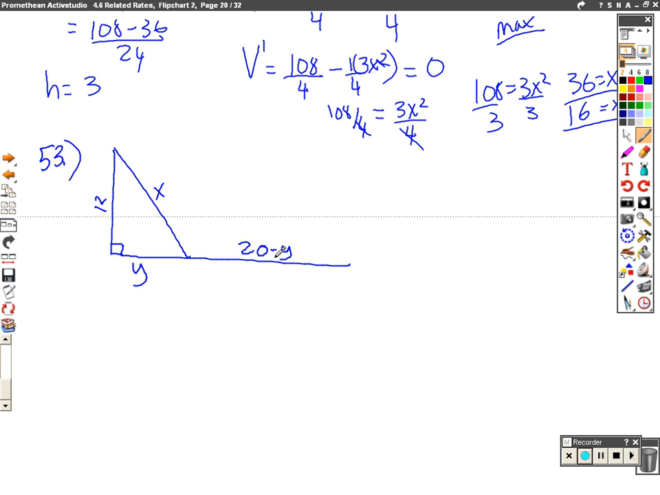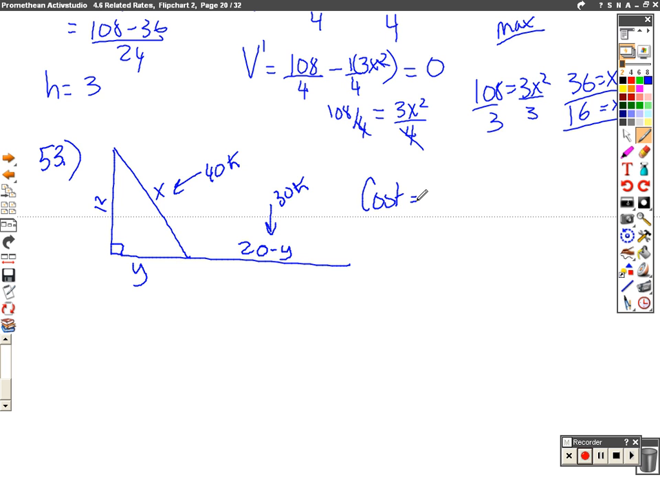And they said the rig is drilling 12 miles offshore. It's connected. The underwater pipe costs $40,000, and the land-based pipe costs $30,000. And they want to know what values of x and y give the least expensive connection. Okay, so we want to minimize cost. That's our equation. Okay, so let's think about this.